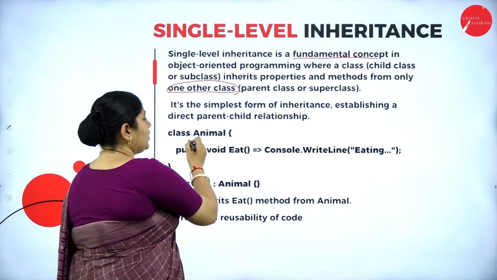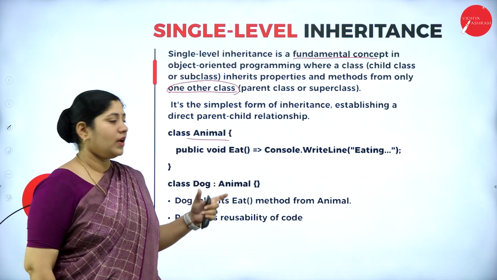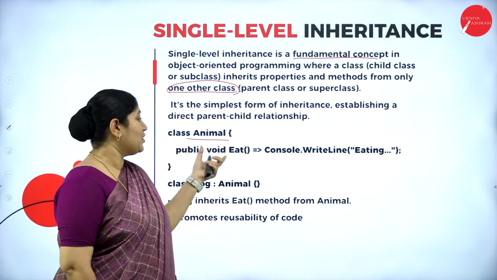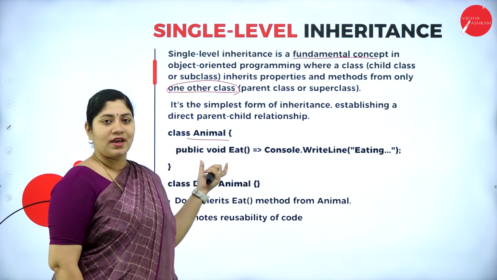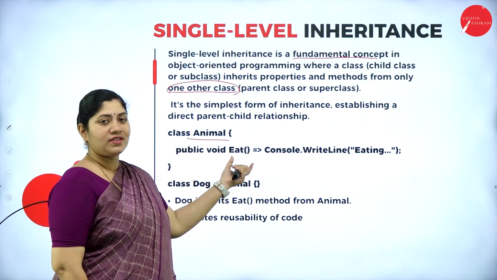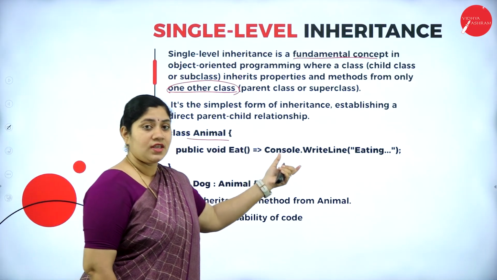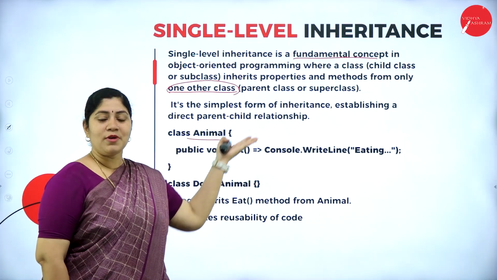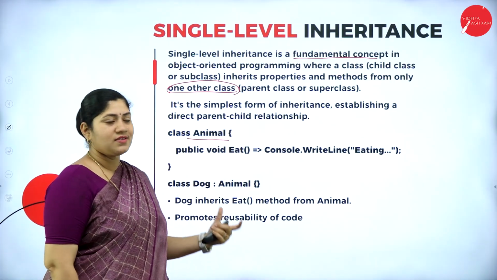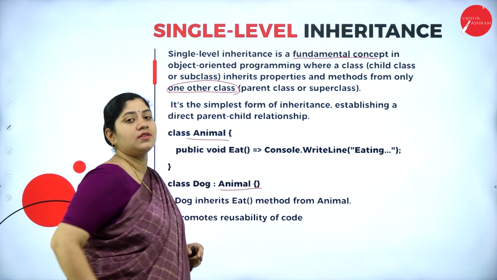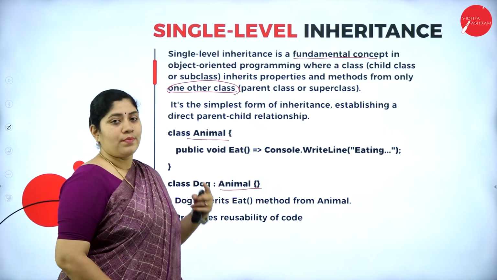So we are defining a class of animal, and over here we are considering the eating habit. We are defining a public void eat. So what are we assigning? We are assigning eating under the Console.WriteLine. So now what is the class I am inheriting? It's a single class, and it's a dog. So we are representing it under animal, followed by braces.